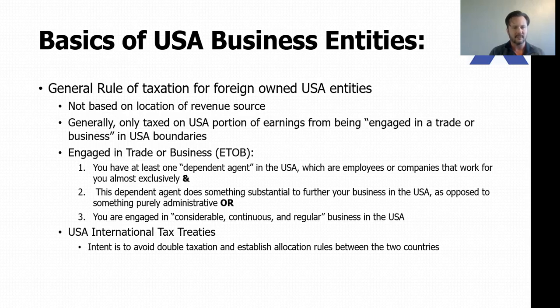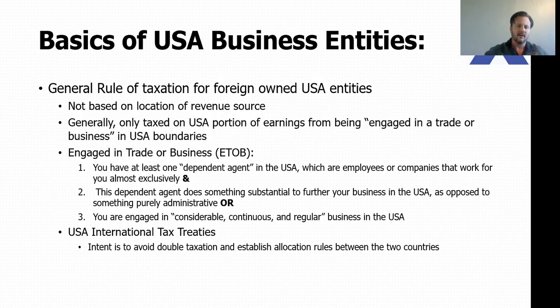One, you have at least one dependent agent in the US, which are employees or companies that work for you almost exclusively, such as an independent contractor, anybody that's in the US boundaries. And the dependent agent does something substantial to further your business in the US, as opposed to something purely administrative, meaning they're actually performing services or doing something substantial, which is a pretty general definition, but that's the IRS tax law. That's how they write tax law. So you just have to kind of go by the guidelines.